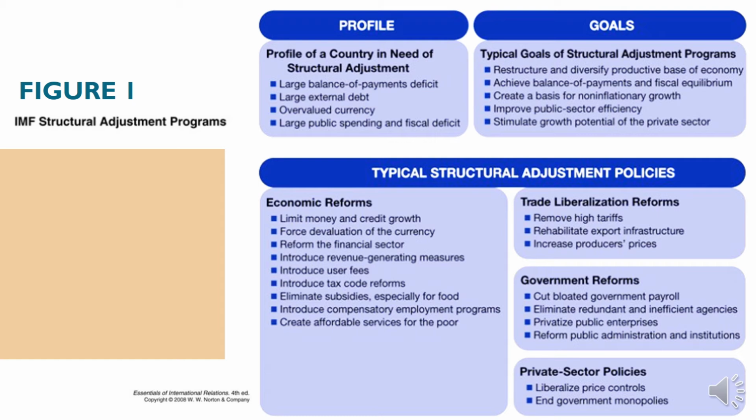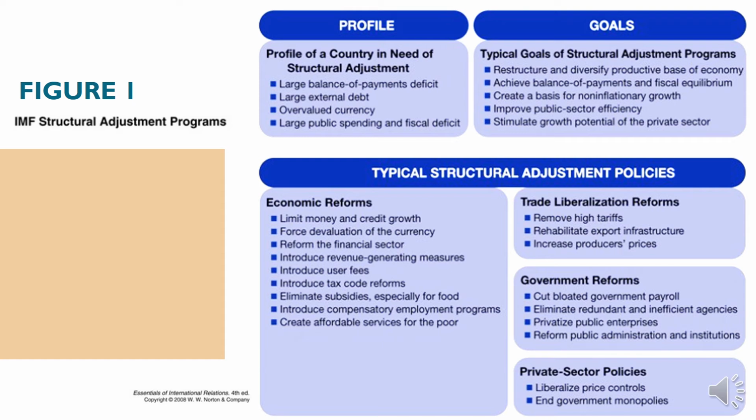And then improve public sector efficiency. And the last goal of the IMF is to stimulate the growth potential of the private sector. For a typical structural adjustment policy, the IMF has five here. First, economic reforms. Second, trade liberalization reform. And third, government reform. And a private sector policy. So we go to economic reform first.